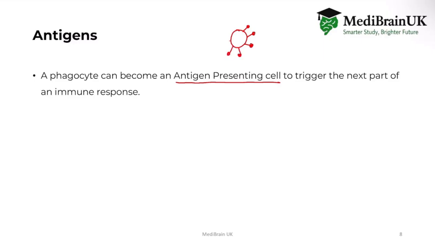And these antigens will activate B cells to produce antibodies. Okay, so remember, we need antibodies, and in order to know what antibodies we need, we need the antigen as well. So it becomes an antigen presenting cell, so the next part of the immune response can be triggered. So antibodies or memory cells can be produced.